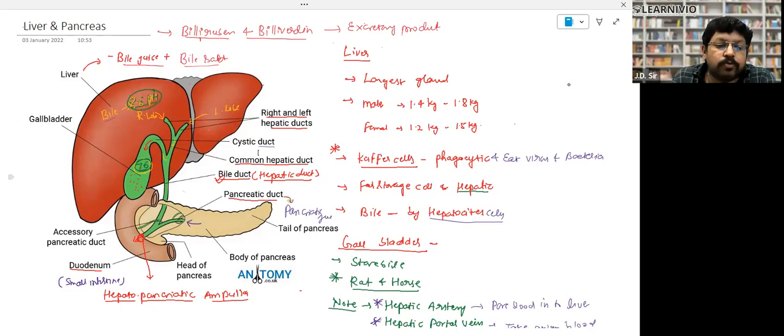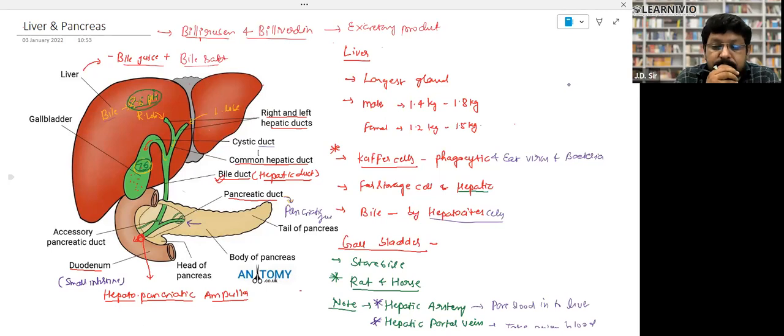The pH value of bile in liver is 8.6, while it is 7.6 in gallbladder. Full stop.